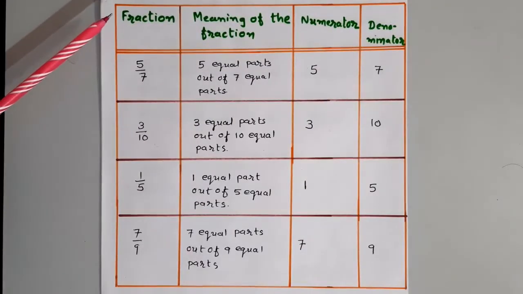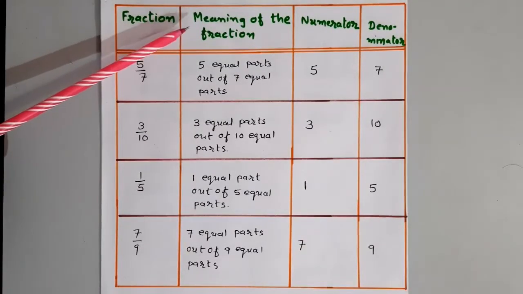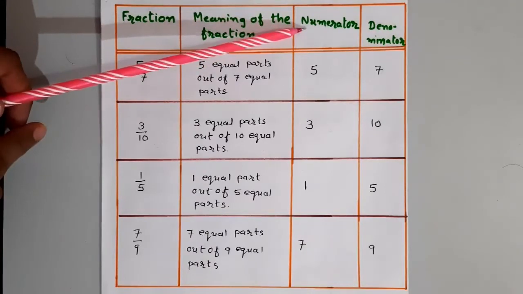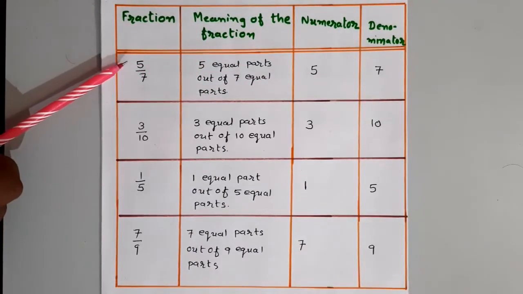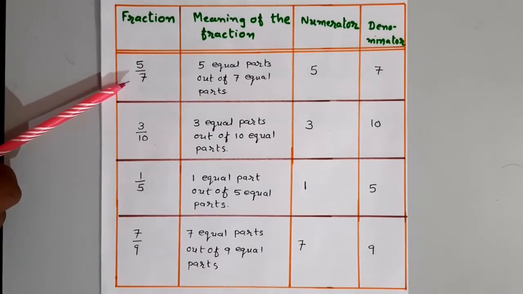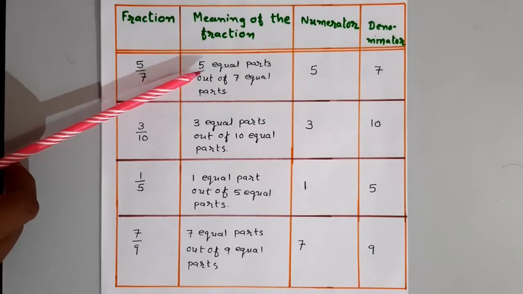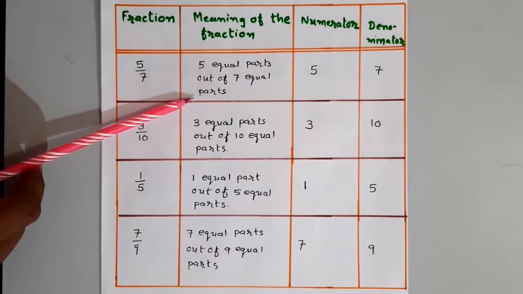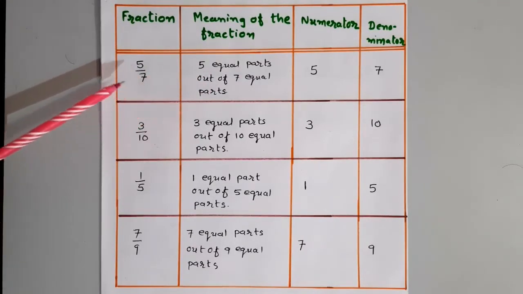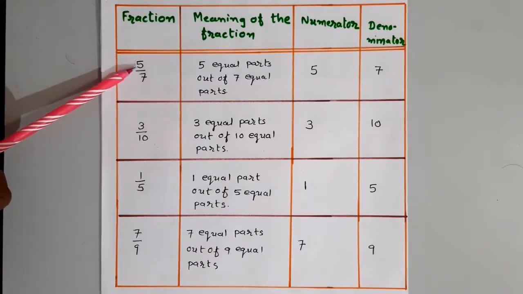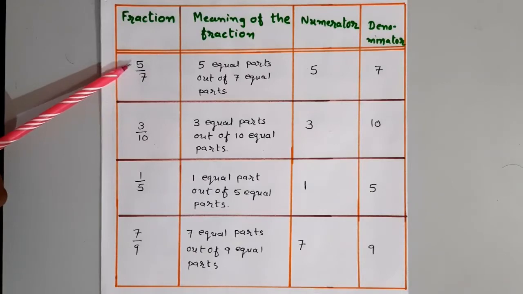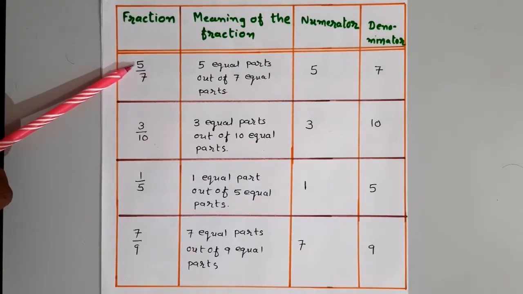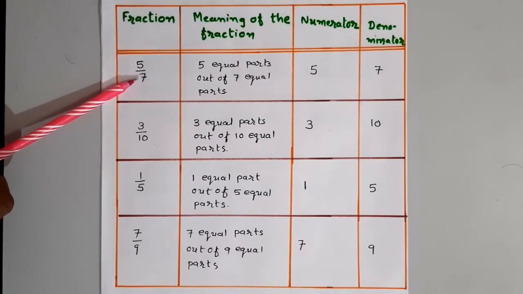In the table you can see 4 columns: fraction, meaning of the fraction, numerator and denominator. Suppose I take fraction 5/7. It means 5 equal parts out of 7 equal parts. Numerator is equal to 5 and denominator is equal to 7. It means this is the numerator and this is the denominator.